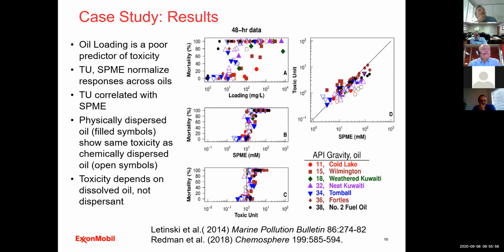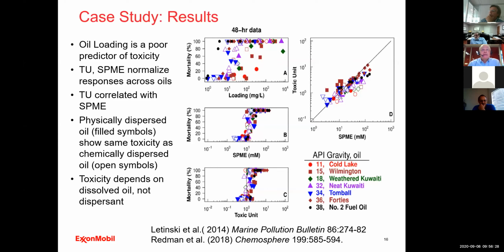So you can see from the first plot, oil loading is really a poor predictor of toxicity. You see that there's a wide variation in those dose responses across the different oils. I should also mention that the different colors represent the different oils, and the open symbols represent chemically dispersed, and the filled symbols represent physically dispersed. So no dispersant.